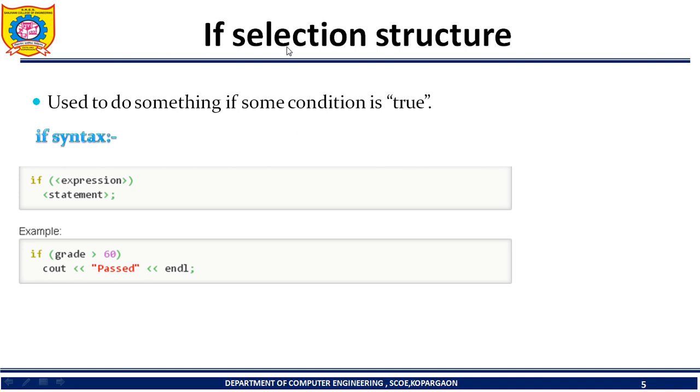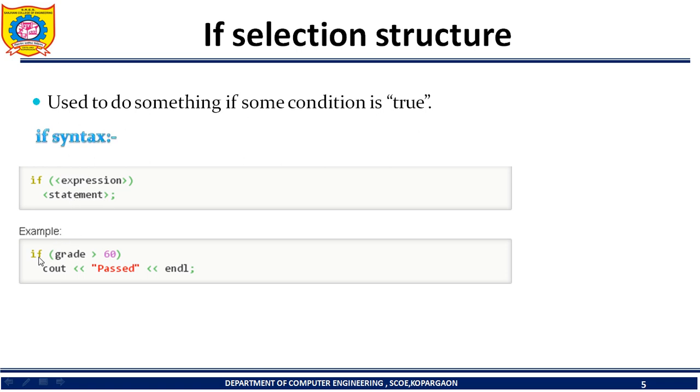The first one is the if selection structure. The if selection structure is used to do something if the condition is true. That means if the condition is true, then the statement next to the if statement should be executed. First of all, the syntax of the if statement is: if, in round brackets mention some expression or some condition. If this condition is true, then only the immediate statement after the if will get executed. This statement will get executed if the expression or the condition in brackets is true.